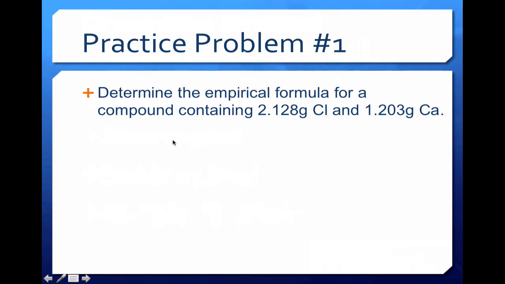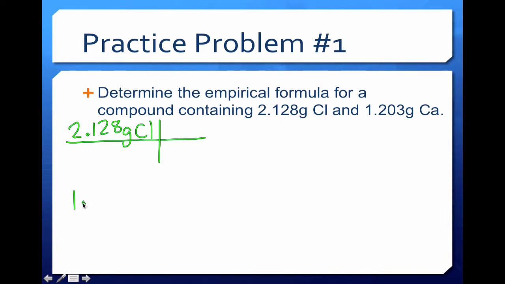So our first practice problem says, determine the empirical formula for a compound that contains 2.128 grams of chlorine and 1.203 grams of calcium. So what you need to do is think back to the rhyme, and the first step was percent to mass. Well, we don't have percentages to start with. We're starting with masses. That means I don't have to worry about that first step. It's done for me. So since my masses are my starting point, I have to go mass to moles.